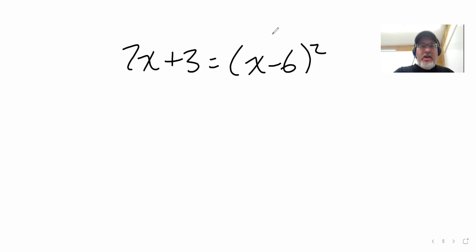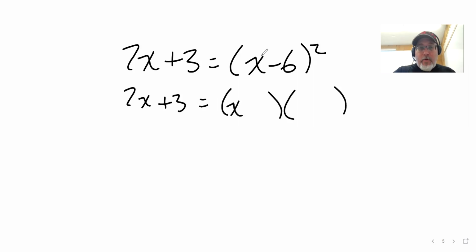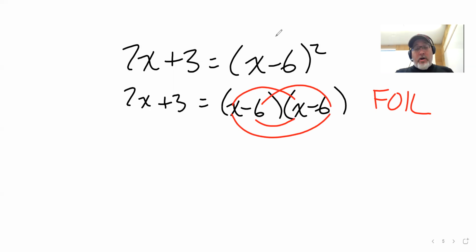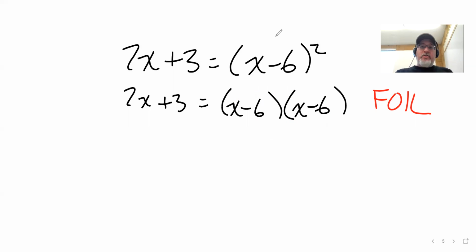The correct way to get rid of that square, and more specifically to get rid of the parentheses, is to write it twice. And you create a FOIL problem. Now, FOIL will work here. First, outside, inside, and last. That's not right. Let's try that again. First, outside, inside, and last. And that will work.